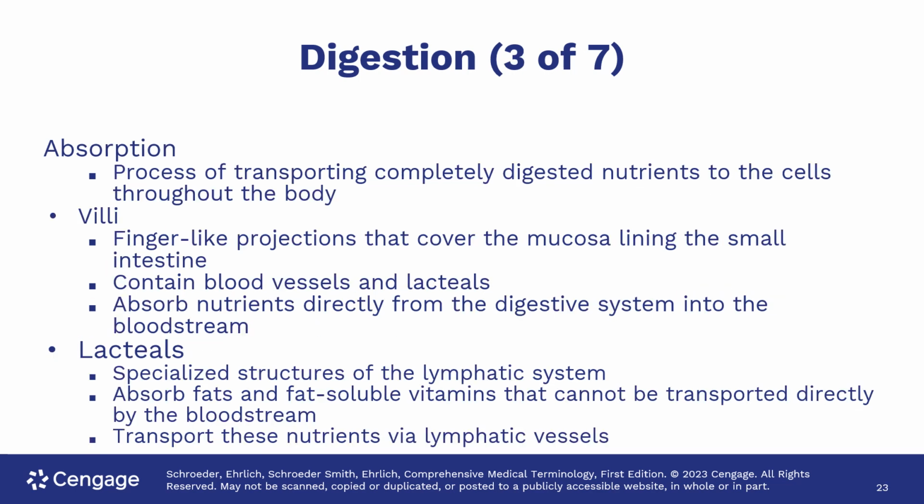Absorption is the transporting of nutrients to the cells. Villi are little fingers that line the inside of the small intestinal wall. They contain blood vessels and lacteals, remember from the lymph system, and absorb nutrients from the intestines to the bloodstream. Lacteals also absorb fat and fat-soluble vitamins, which are transported through the lymph vessels.